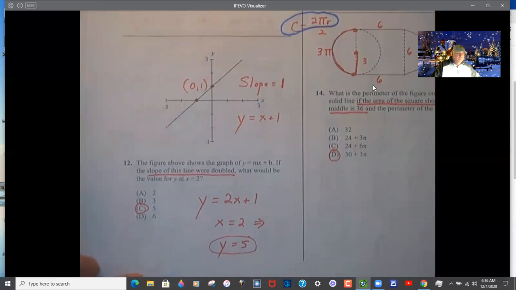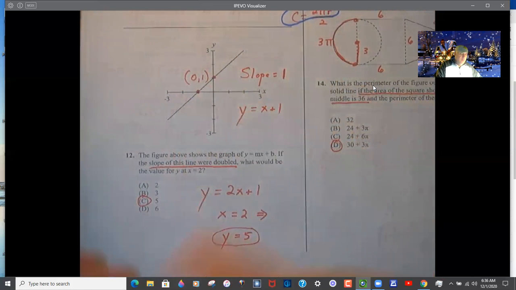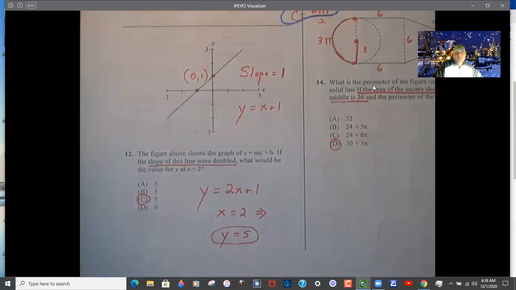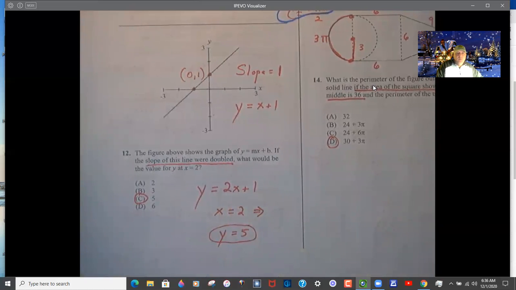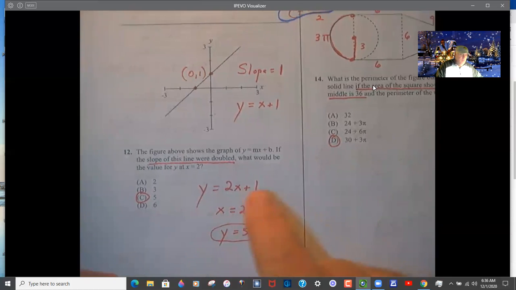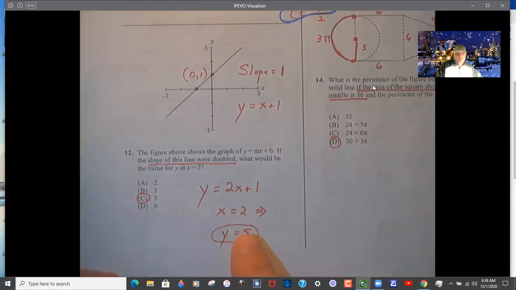Problem 12. Okay, so the slope of this line is 1, the y-intercept is 1, so there's your equation. If the slope of this line were doubled, so make that 2x plus 1, what would be the value for y at x equals 2? So 2 times 2 plus 1 would be 5.